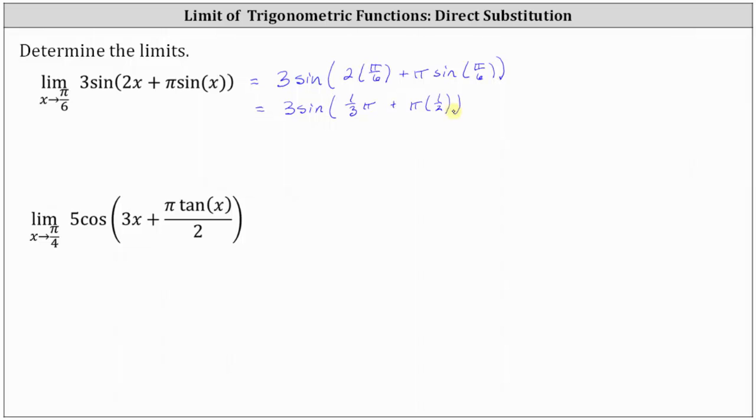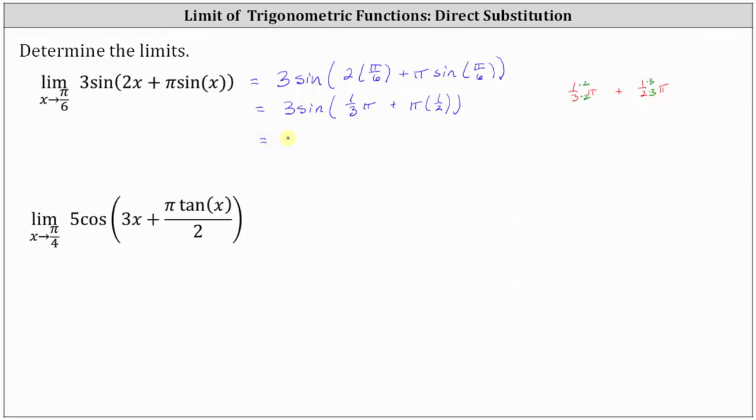And now we simplify inside the parentheses. We have 1/3 pi, or pi over 3, plus 1/2 pi, or pi over 2. The least common denominator is going to be 6. We multiply the numerator and denominator of 1/3 by 2, and the numerator and denominator of 1/2 by 3. Now we have 2/6 pi plus 3/6 pi, which is equal to 5/6 pi.